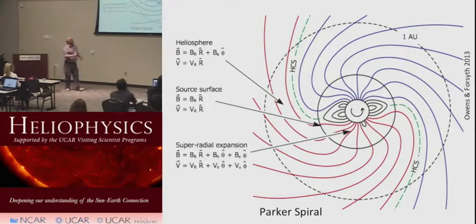So far, so good. This boundary between outward and inward, which extends all the way out, is called the heliospheric current sheet, the place where field lines switch from going out to going in. This is a two-dimensional cut of it. I'll try to show you some better pictures. Yeah?